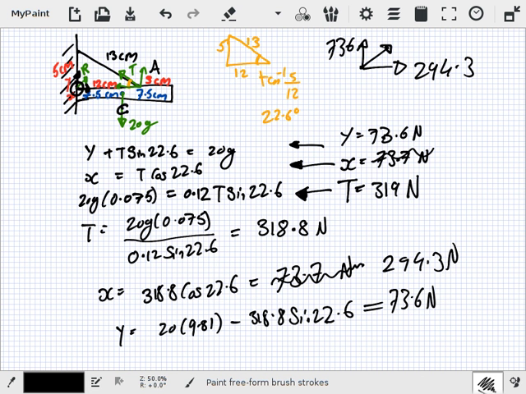So what do I do to get the angle? Tan inverse, thank you, Joe. Tan inverse 73.6 over 294.3. What's that? About 14 degrees? 14.04. Ah, so my angle's exactly right. 14.04 degrees. Is that 73.6? Yeah, sorry, it's the Y answer.